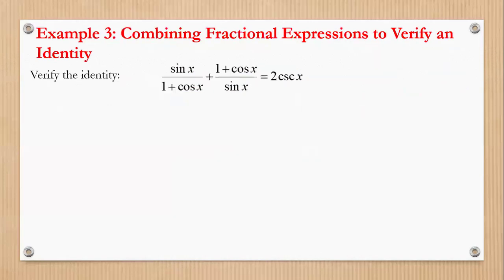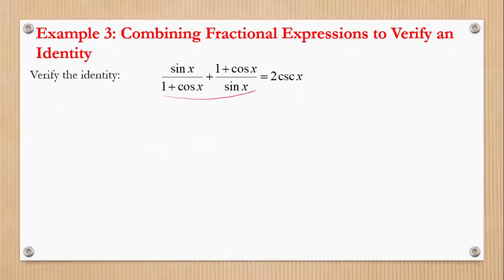Okay, let's look at another example. I try to pick different forms of the identity to let you see all of the options that we may have and the strategies that we may pick to verify the identities. To verify this identity, to show that the left side is equal to the right side, I prefer to start from the left side because I have more functions on the left.